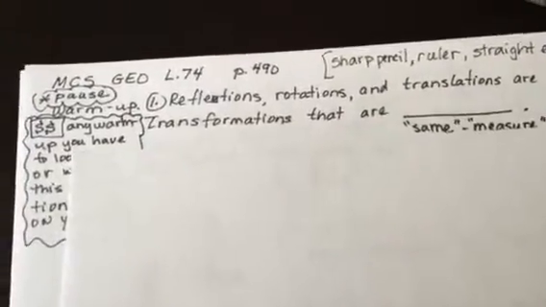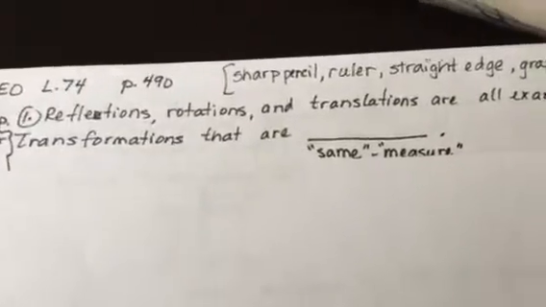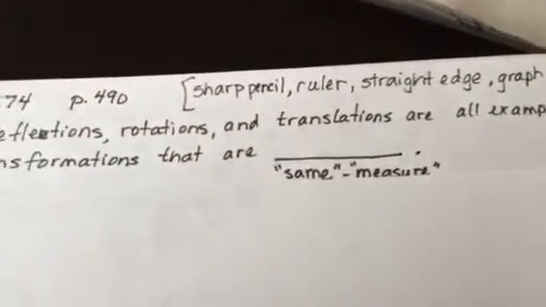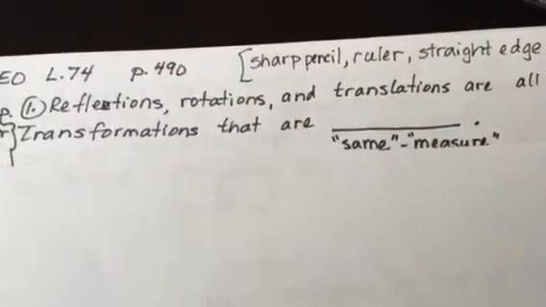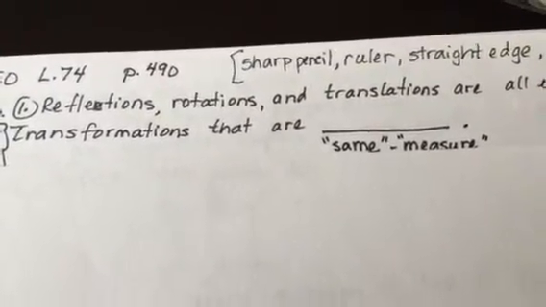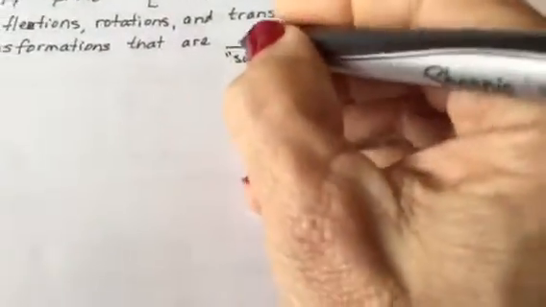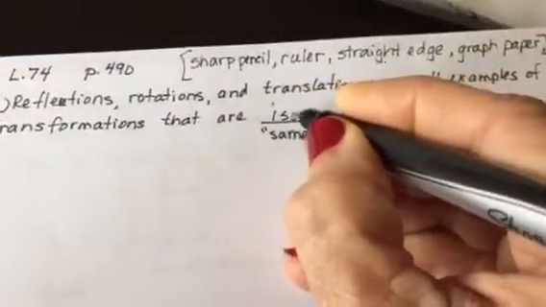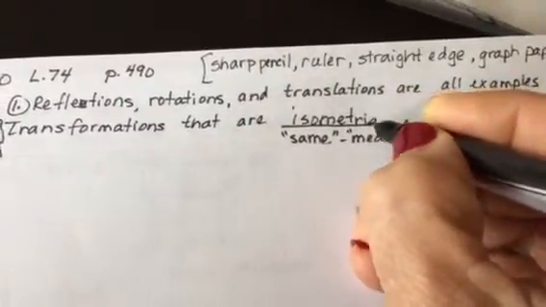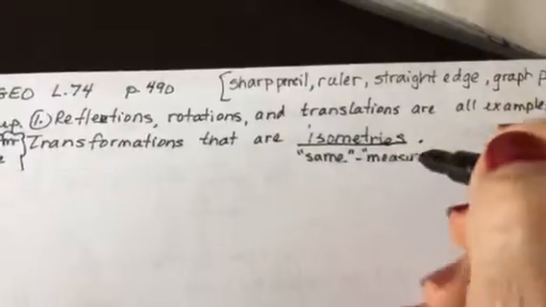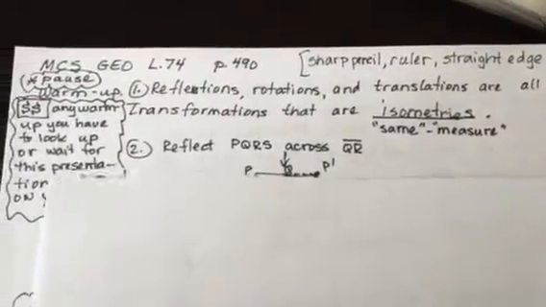Number 1, reflections, rotations, and translations are all examples of transformations that are blank. Well, the meaning of it is same measure, and the word is isometries. It is perfectly fine if you say isometries, because iso means same and metry or metric is measure.